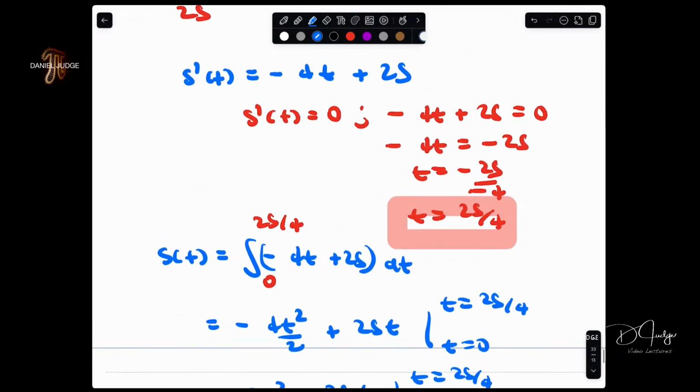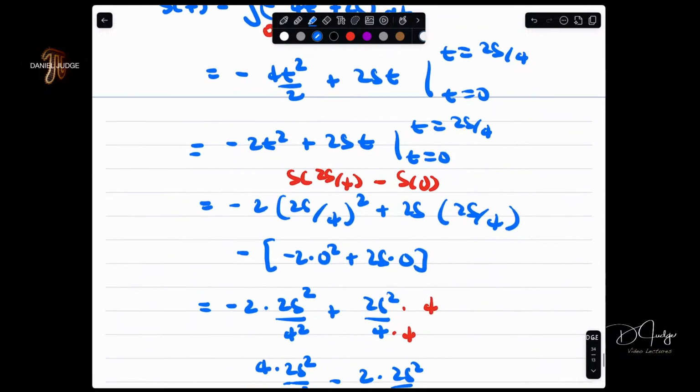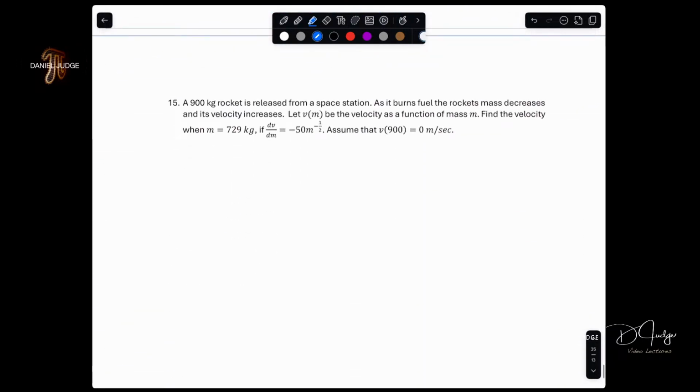All right. Very similar to what we've been doing. Now, the last one's kind of nice, too. It's kind of a cute question. A 100-kilogram rocket is released from space. As it burns fuel, the rocket's mass decreases and its acceleration increases. Okay, makes some sense. Let v of m be the velocity as a function of mass.